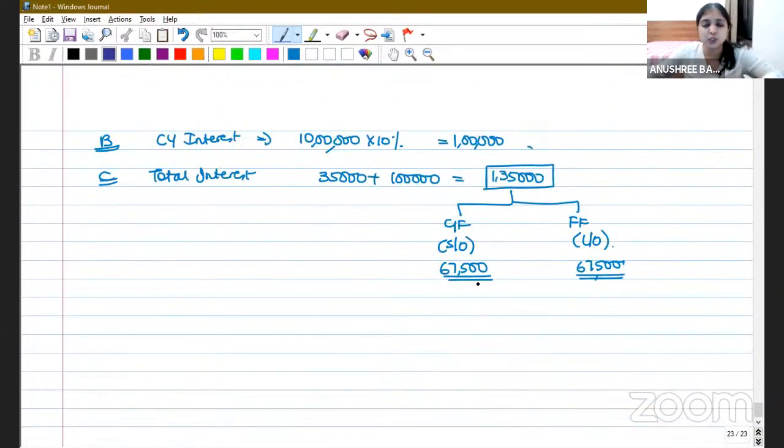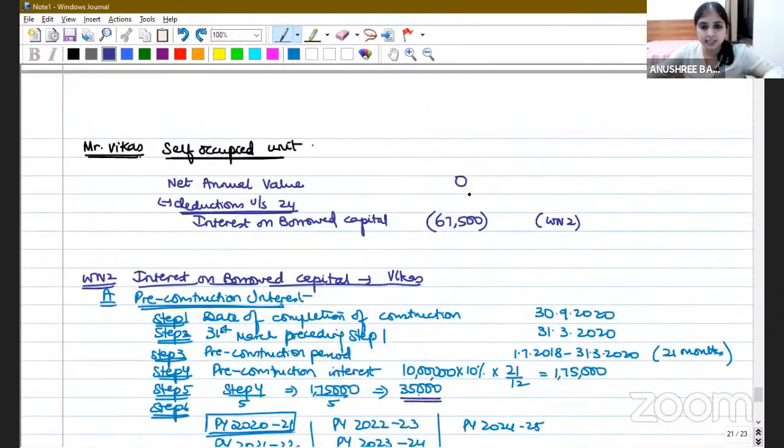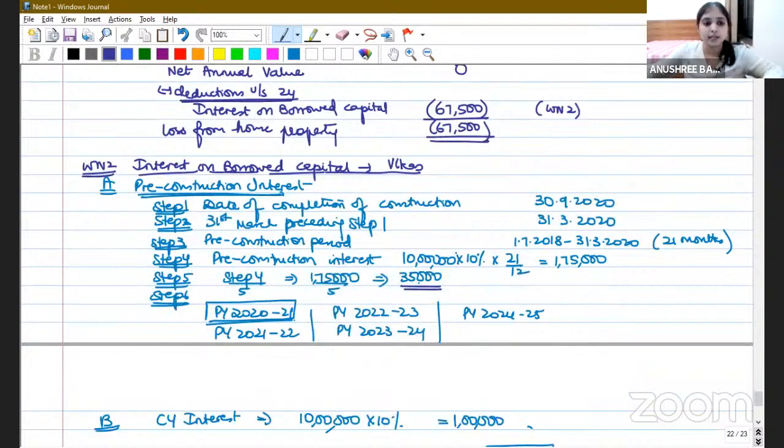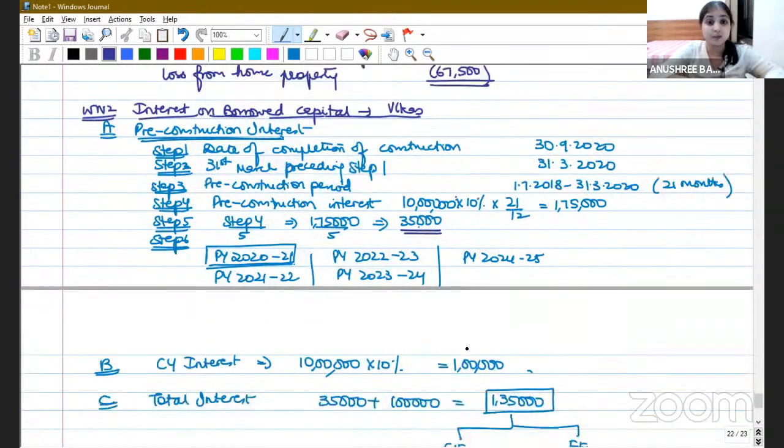For self-occupied property, do we need to restrict it? The limit will be 2 lakh if the loan is borrowed on or after 1st April 1999. Loan is borrowed for purchase or construction, and construction should be completed within 5 years from the end of the previous year in which loan is borrowed. All conditions fulfilled, hence the limit will be 2 lakh, and this is well within 2 lakhs. So the entire 67,500 I will get as a deduction. So what will our loss from house property be for Mr. Vikas? 67,500. All right. So this is it about Mr. Vikas's self-occupied unit.